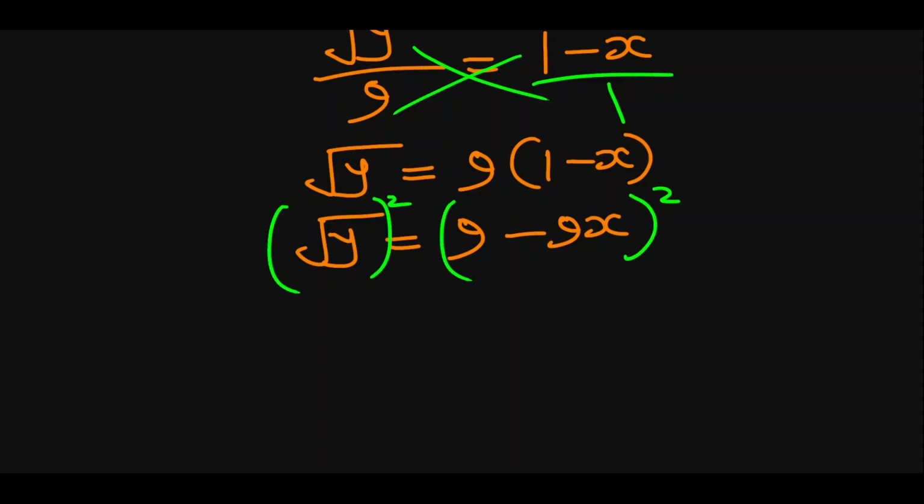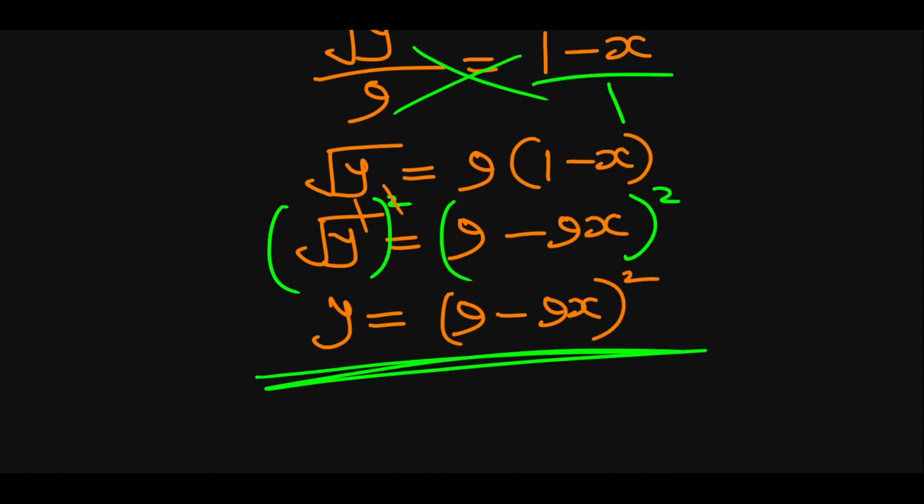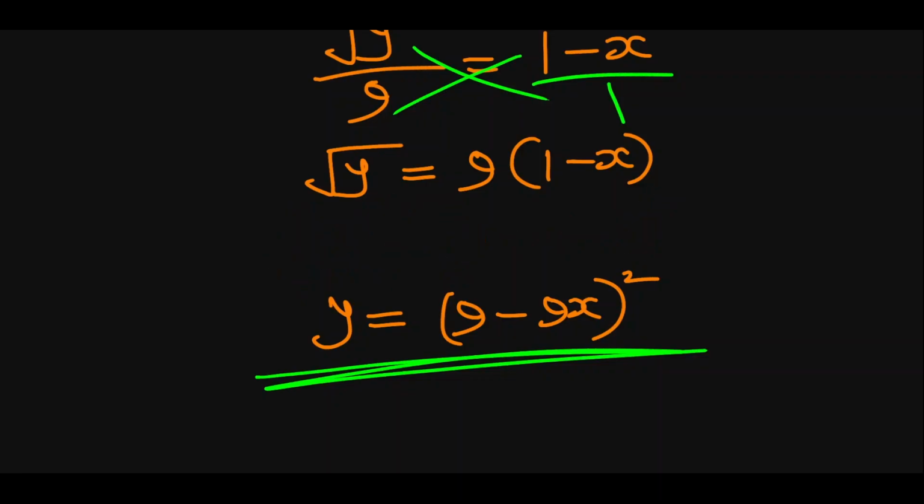we will now have the square cancel the root. So y is now on its own. So y becomes 9 minus 9x all squared. And that becomes the final answer. Or if you don't want to expand the bracket, it is still fine. You could write it this way.